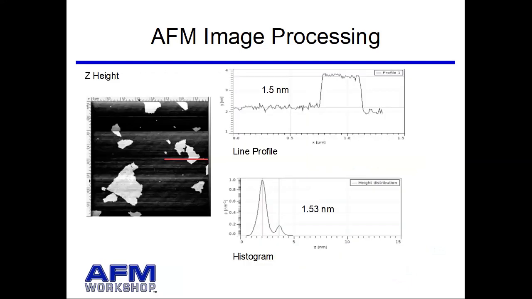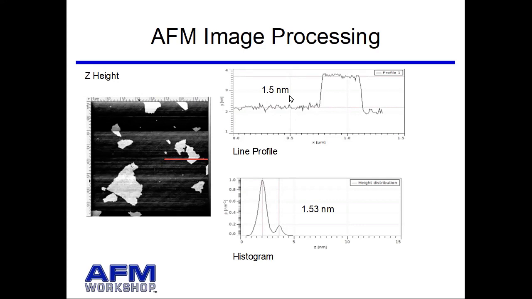Now, for doing step height measurements, you do a different processing. You would only want to do linear processing. You don't want to do any nonlinear processing because you want to preserve the height information of the image. In this case, we just did a single line by line leveling of the image. We got this image right here, and then we can measure a line profile across this flake, and you can see the height of that flake was 1.5 nanometers.